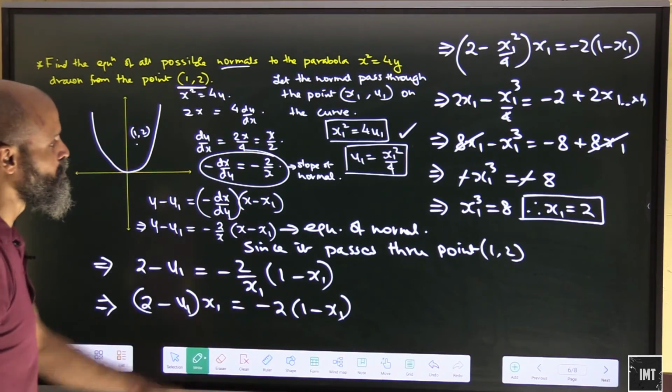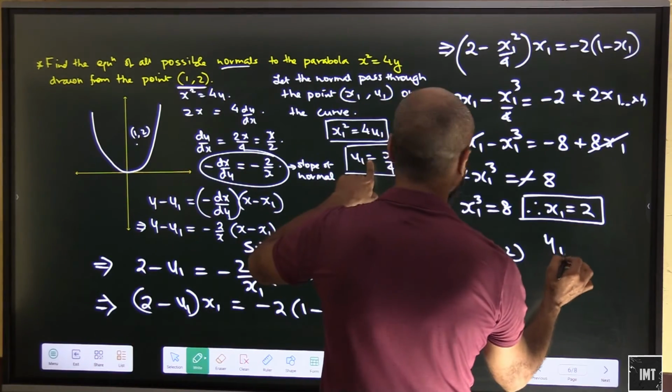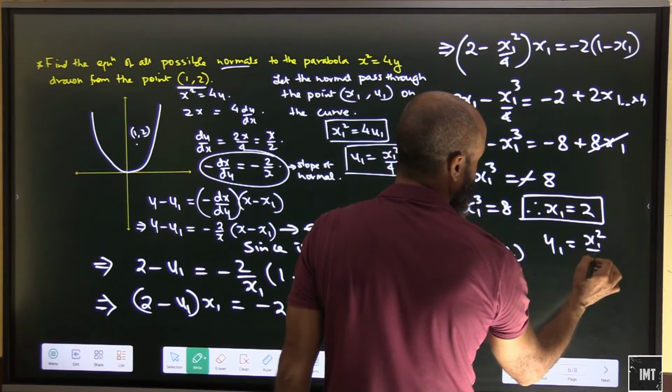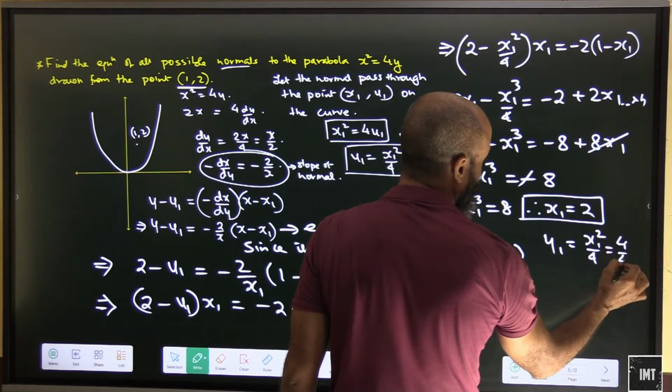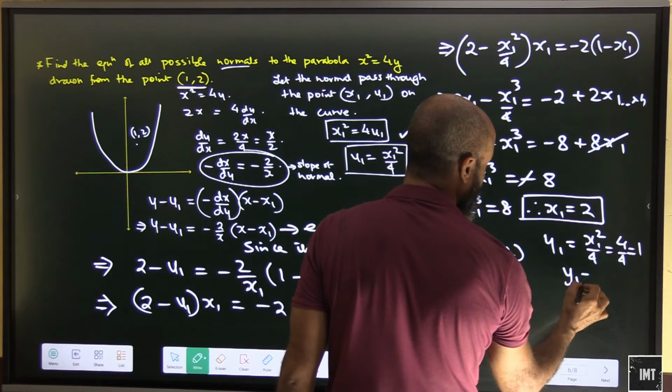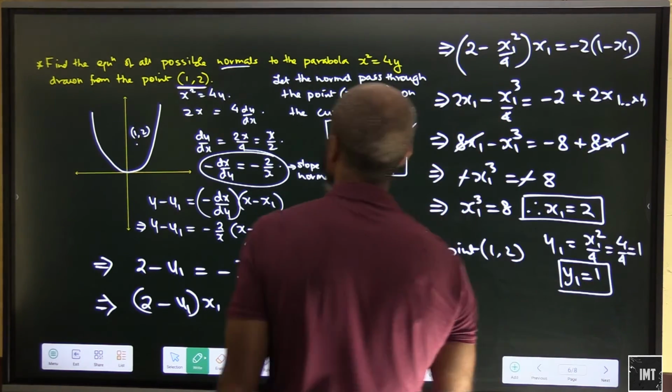Now if x1 is 2, obviously y1 will be equal to x1 square by 4, that is 4 by 4, that is equal to 1. So y1 is equal to 1. Okay, so that will be the point.